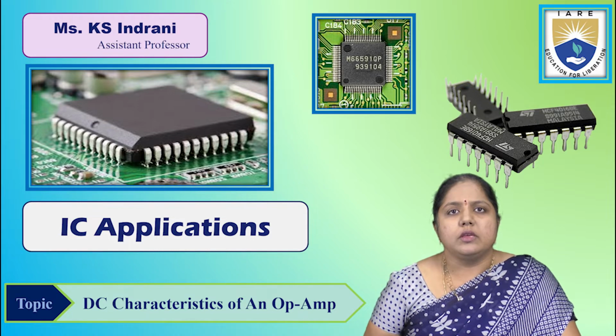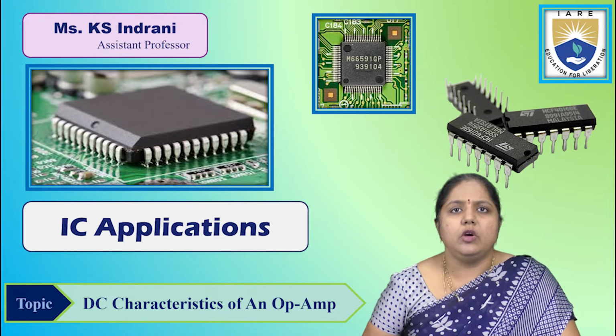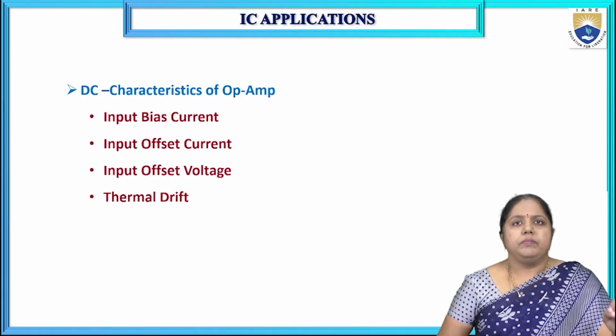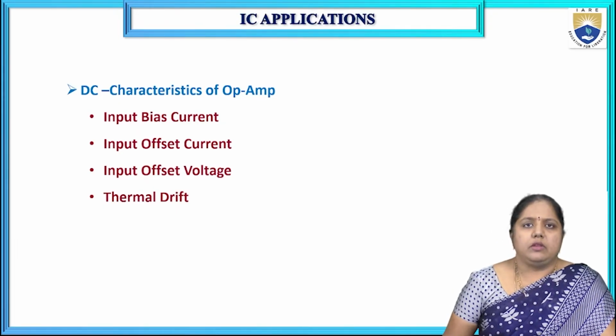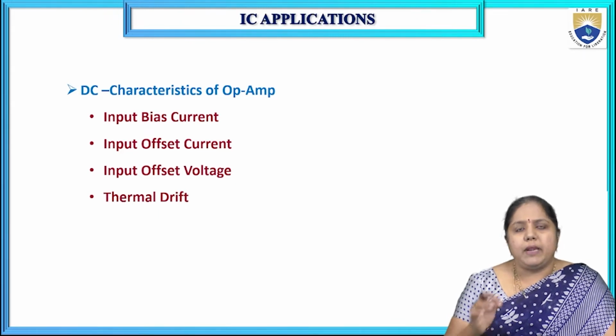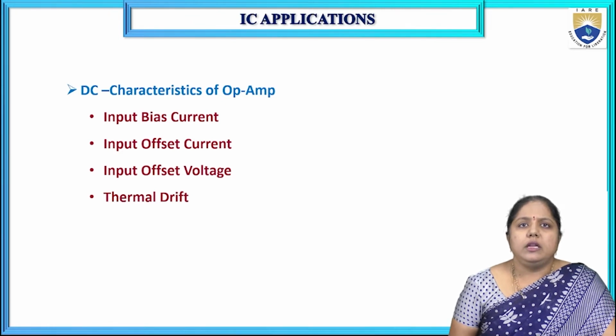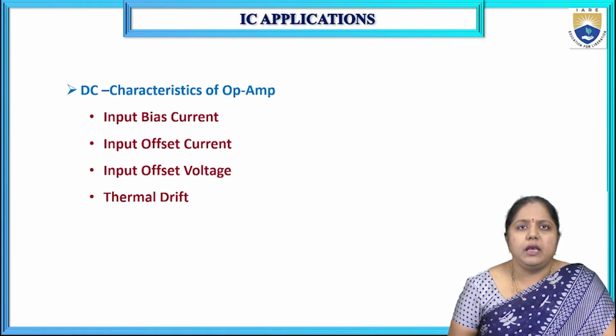So we are going to discuss the subject of IC applications. In IC applications, today we are going to discuss the topic of the DC characteristics of the operational amplifier. First, what are the DC characteristics? In the previous class, I explained the ideal and practical characteristics of the op-amp. By briefly revisiting the ideal and practical characteristics of the op-amp, let us go to today's topic, the DC characteristics of the operational amplifier.